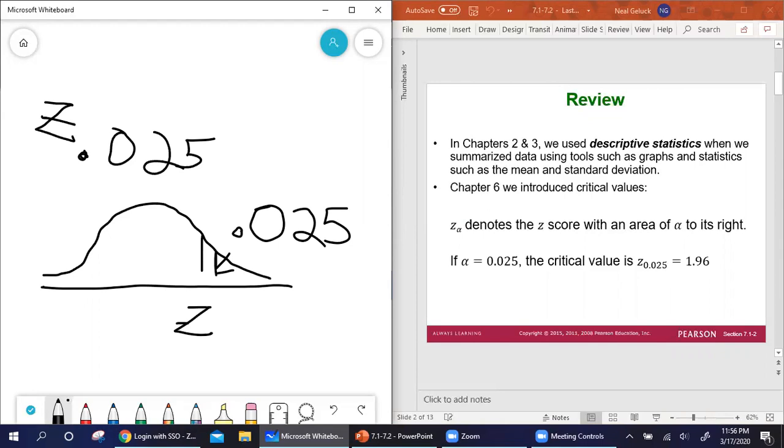If you look up on your green packet, remember our green packet gives us areas to the left. So the area to the left would be 0.975. Okay, so we'd be looking for 0.975, and that goes with the z-score of 1.96. We'll be using those critical values throughout this chapter, the next chapter, several chapters actually.